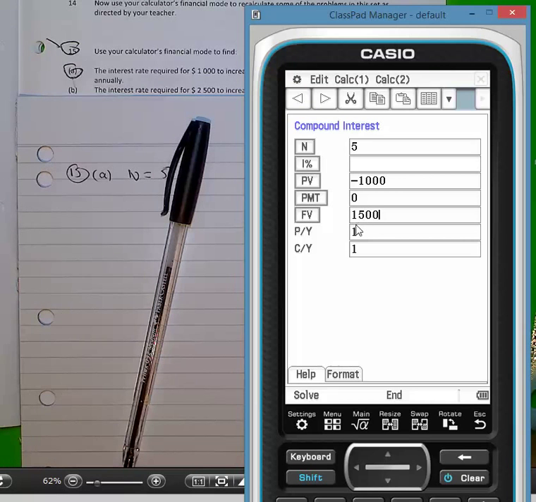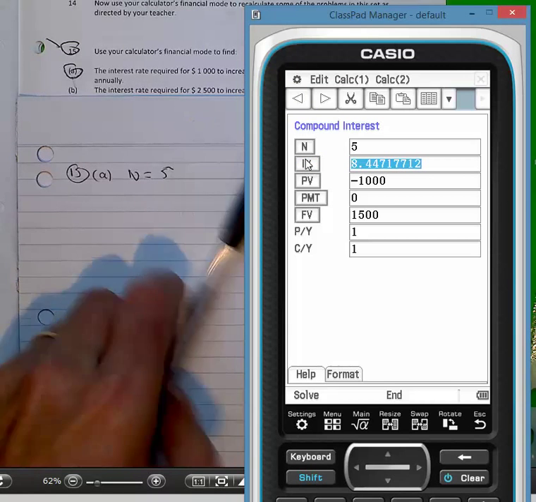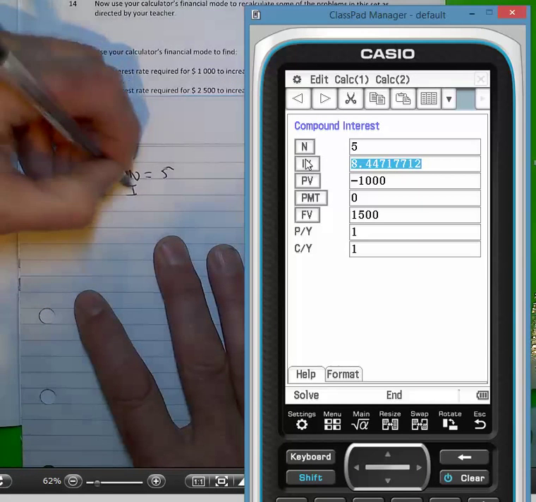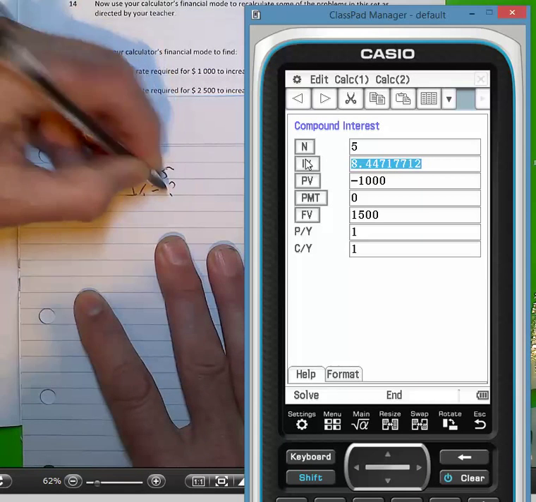So putting that in. Payments, compounding annually. So I think I've got everything there. And I find that my interest rate is 8.45 to 2 decimal places. So this is how I record this.